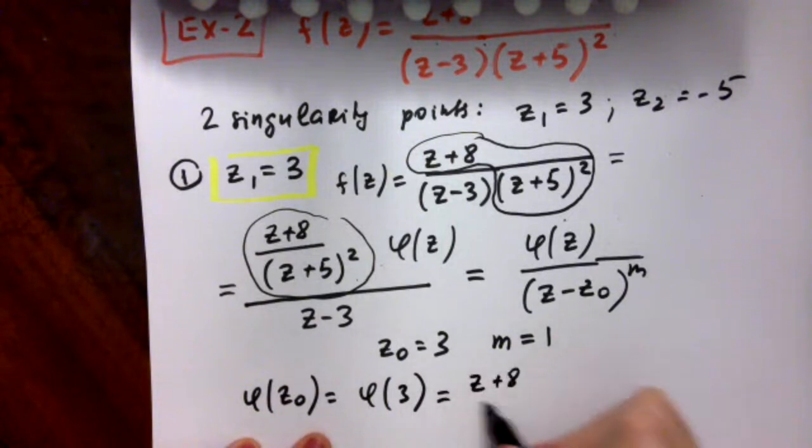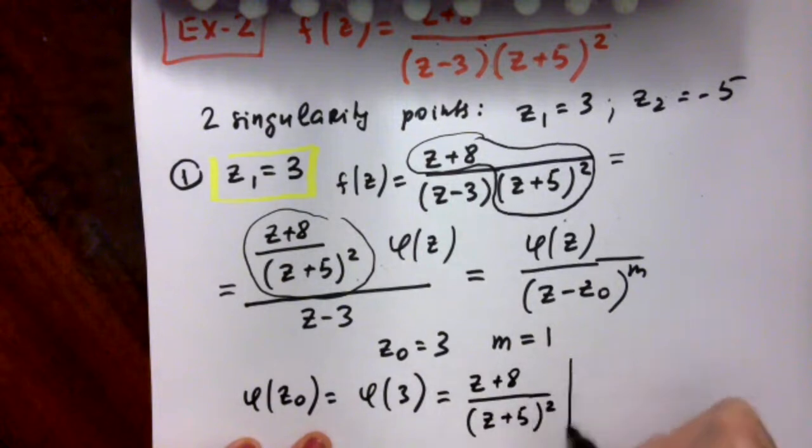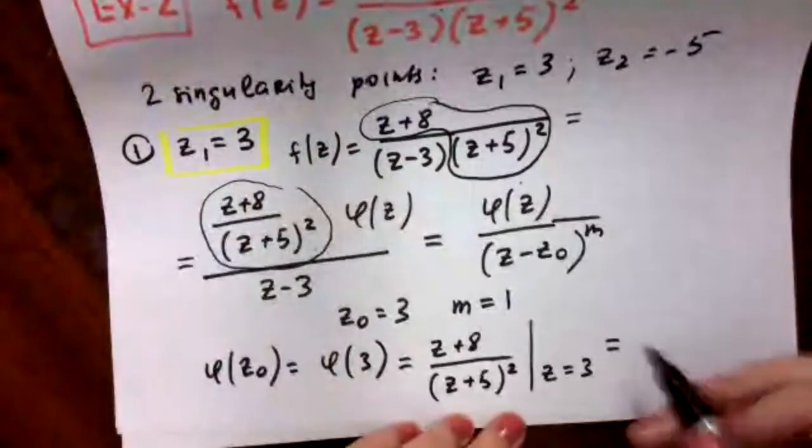So let me rewrite function phi here. Function phi looks like this. And so I put z equal to 3 here. It looks much more convenient to write it like this. Okay, so let's plug it in.